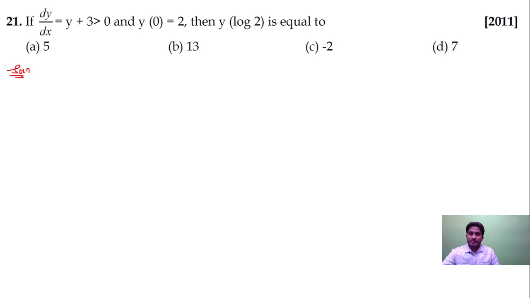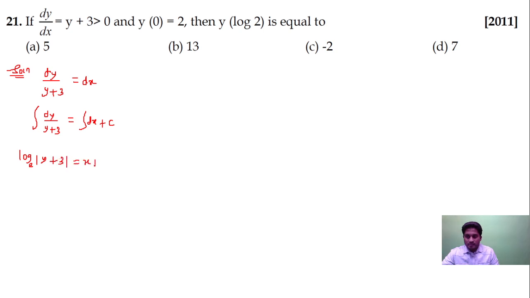So first we'll separate the variables. This can be written as dy upon y plus 3 is equal to dx. If I integrate, you get integral of dy upon y plus 3 is equal to integration of dx plus c. Integration of 1 by y is log y. So this is log of y plus 3 is equal to x plus c. Okay, let's call this equation 1.